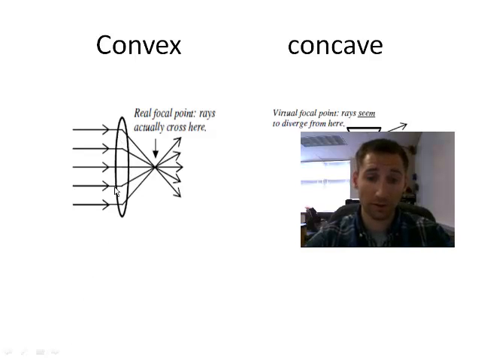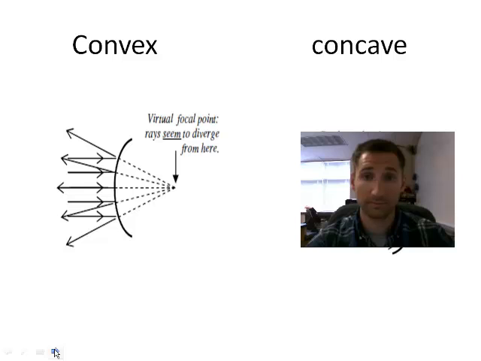Labeling the following: this is a convex lens, this is a concave lens. A convex lens has a real focal point and therefore a real image. It is convergent. You can see all the light rays converging at this one real focal point. Concave lenses have a virtual focal point. They are divergent and therefore have a virtual image.